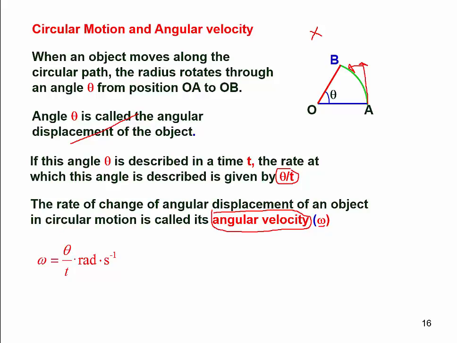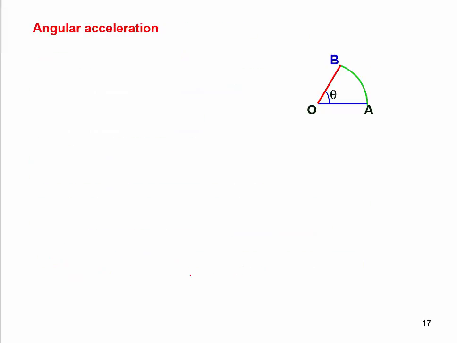Theta is measured in a unit called radian, not degrees, and time is measured in second. So omega, the angular velocity, has the unit radian per second. Now, radian multiplied by second to the power of -1 is the same as radian per second. It means second belongs to the denominator. So that's the angular velocity, the rate at which the angle is being described. Angular velocity is measured in radian per second.